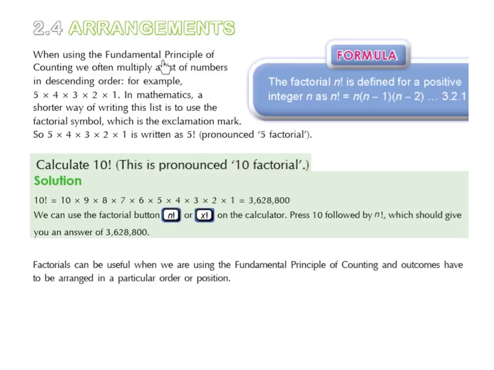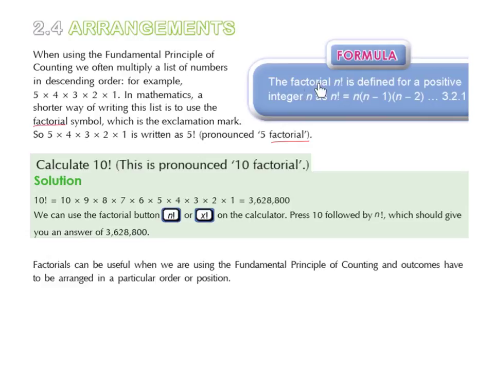When using the fundamental principle of counting, we often multiply a list of numbers in descending order. For example, 5 multiplied by 4 multiplied by 3 multiplied by 2 multiplied by 1. In mathematics, a shorter way of writing this list is to use the factorial symbol, which is the exclamation mark. So 5 multiplied by 4 multiplied by 3 multiplied by 2 multiplied by 1 is written as 5!, pronounced 5 factorial.